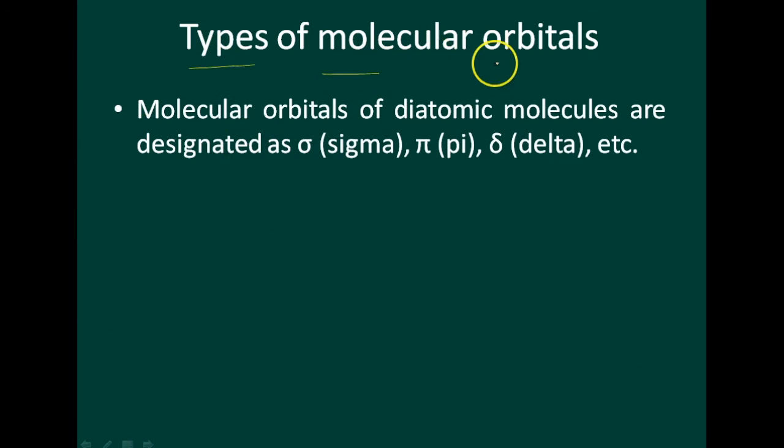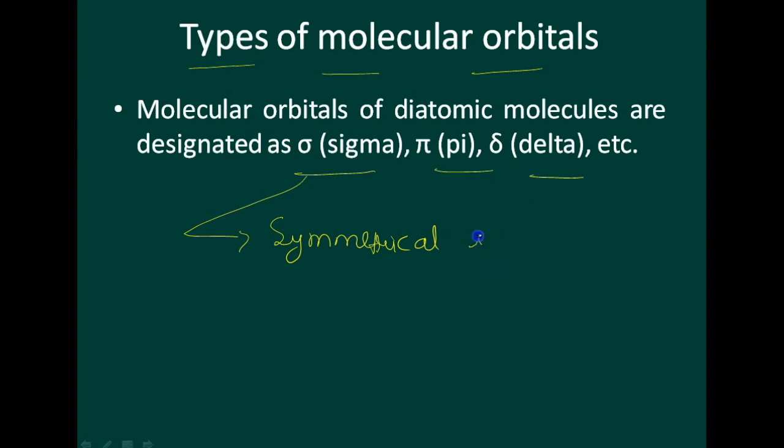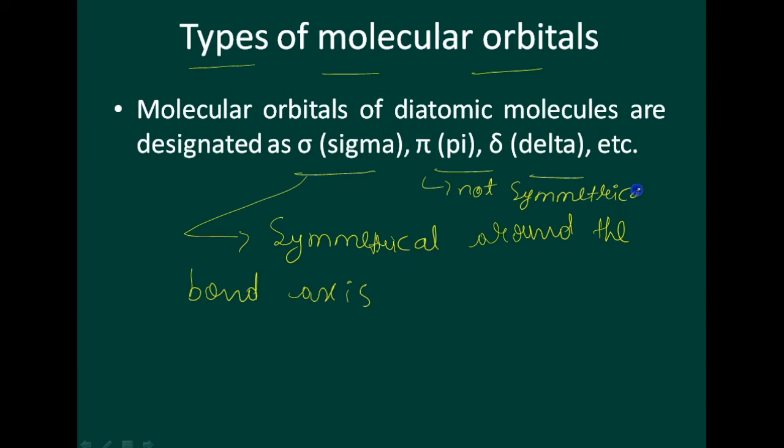Next, there are the types of molecular orbitals. Molecular orbitals of diatomic molecules are designated as sigma, pi and delta, etc. Here, sigma molecular orbitals are symmetrical around the bond axis, while the pi molecular orbitals are not symmetrical around the bond axis.